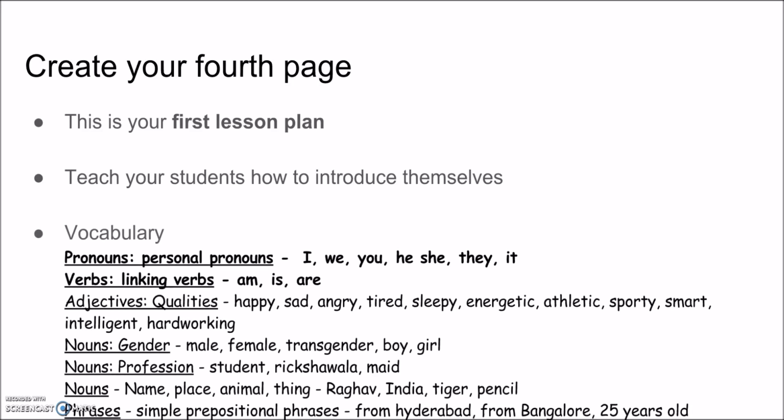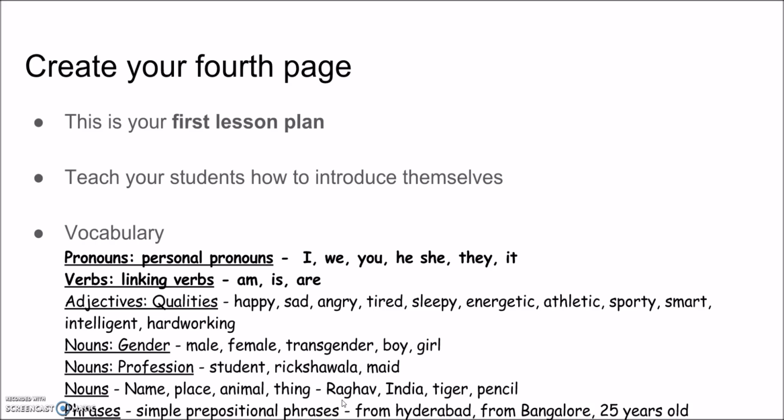That looks a lot. So there are a lot of things right here. So you have your pronouns, you have verbs, you have nouns, you have phrases, you have adjectives, a lot of different things. But if you look at them closely, it's really not that much. For the pronoun side, we only have 7 words. And then for the verbs, we are only going to deal with linking verbs, the 3 of them. And for rest of them, for adjectives, we are going to deal with qualities. For nouns, the nouns related to gender, then the nouns related to profession, then the nouns related to name, place, animal, things, and then phrases which are only your simple prepositional phrases, nothing really complex.